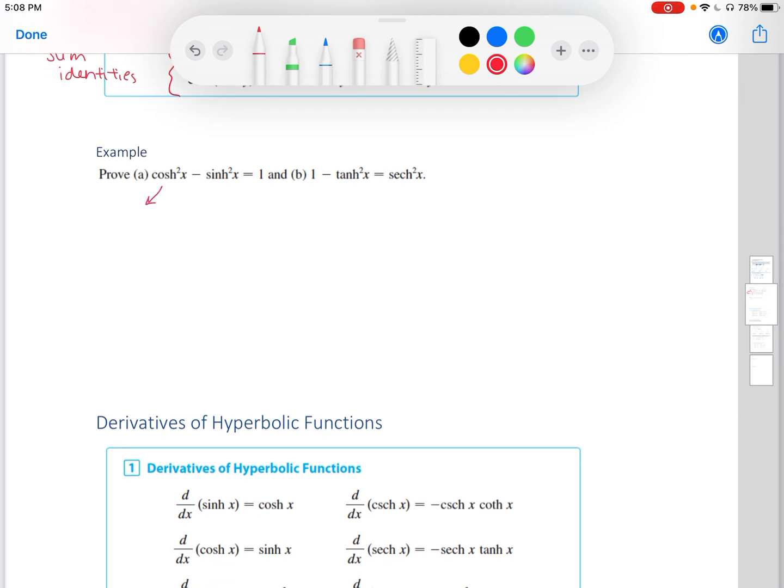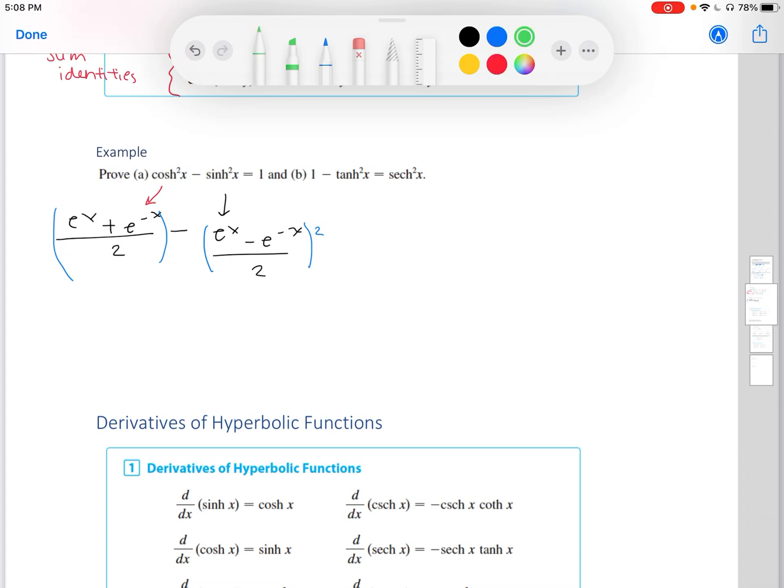So hyperbolic cosine squared is e to the x plus e to the negative x divided by 2, minus hyperbolic sine, we have e to the x minus e to the negative x over 2. And these quantities are being squared. So make sure we write that square.